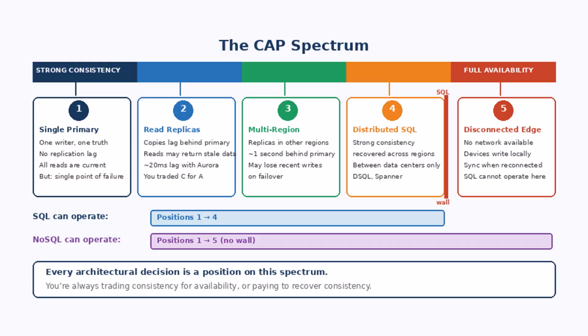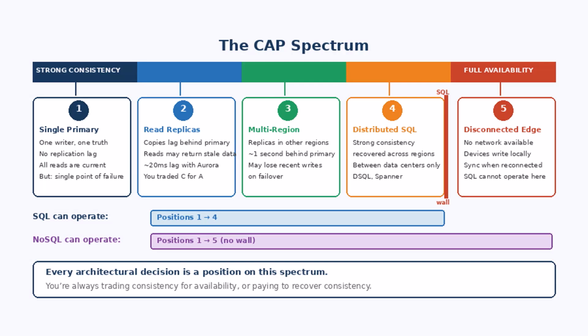In the late 2000s, Google, Amazon, and Facebook hit the limits of vertical scaling. They needed horizontal scaling, adding more commodity servers. That meant sharding. Imagine a SQL database sharded across 5 servers. A user transfers $100 from account A on server 1 to account B on server 3. ACID says this must be atomic. To guarantee this across 2 servers, you need a 2-phase commit.